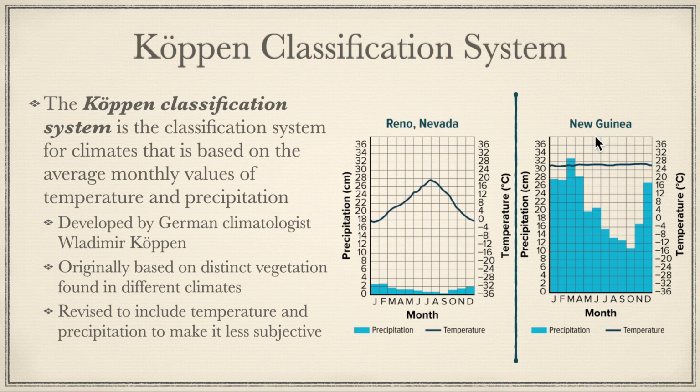So here we have New Guinea, which is a tropical rainforest area near the equator. And you see monthly precipitation varies from about 28 up to about 32-ish centimeters per month. It drops a little bit in the summer and then comes back up in the winter. So during the winter months, you have more precipitation. And then temperature year-round is right around 26, 27 degrees Celsius. So you have to be careful with these. We've got precipitation on this axis, and temperature on this axis.